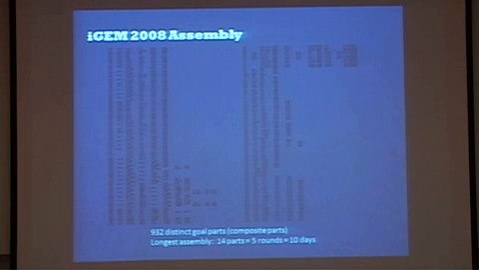The composite parts is where things all kind of fall apart. So there were 932 distinct goal parts within the set. The longest assembly of those was 14 parts, 5 rounds, which in theory would take 10 days. In practice, they're still making parts. And we had this great idea we were going to do this human assembly line thing in the lab, and it resulted in a bunch of tube switching, suffice it to say.